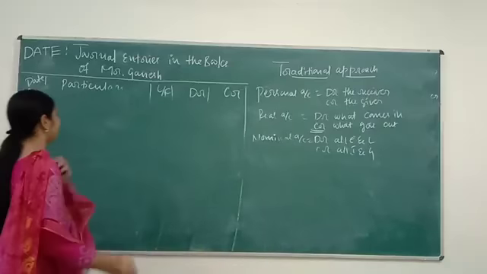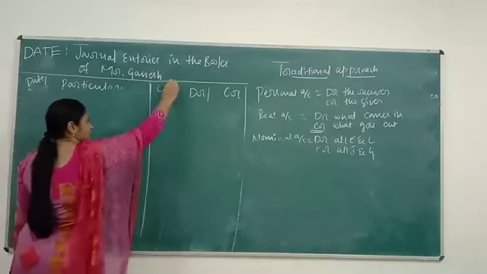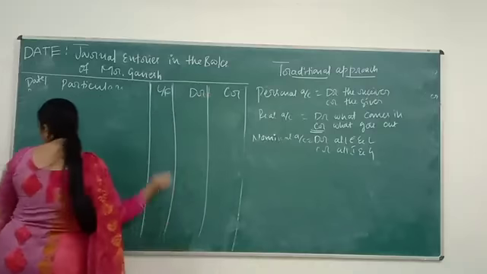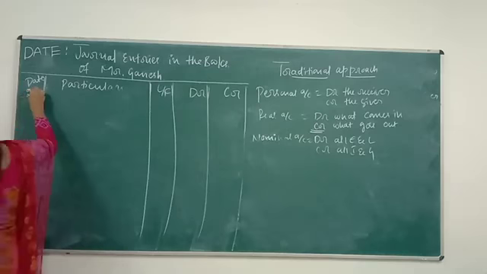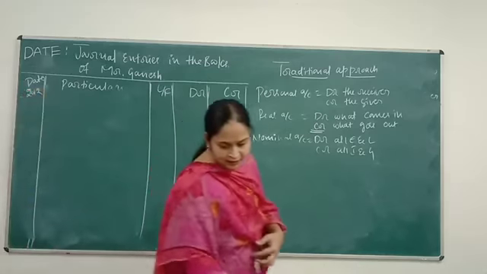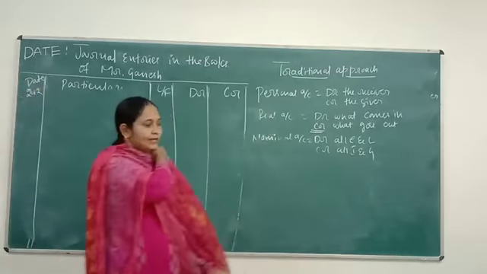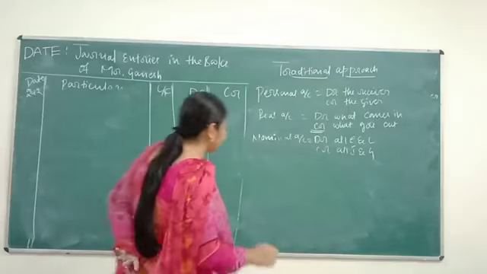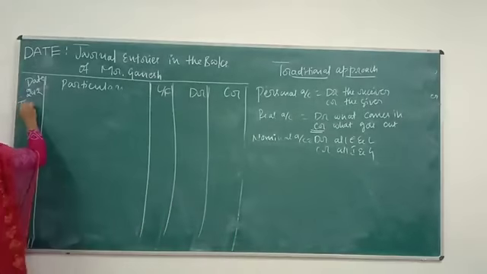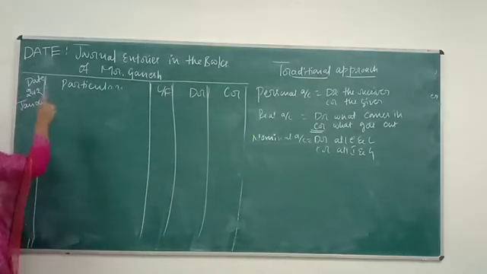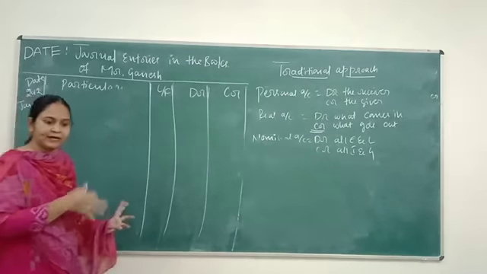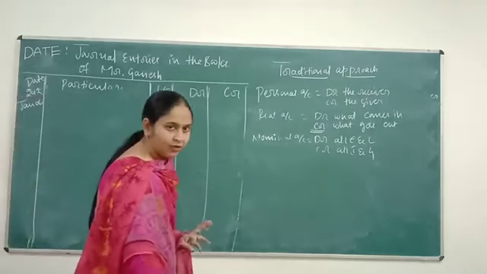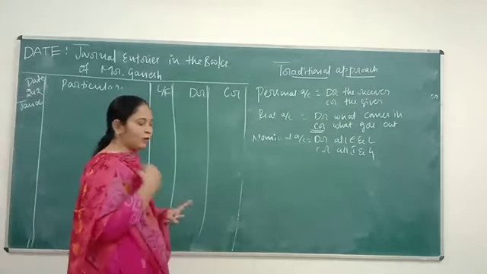Moving on to the next journal entry. Fourth journal entry. Sold goods for cash. What is the date of the transaction? January 6th. See, you can continue in the same column as there is no space. I am rubbing and I am writing again. Okay, you can continue the problem.